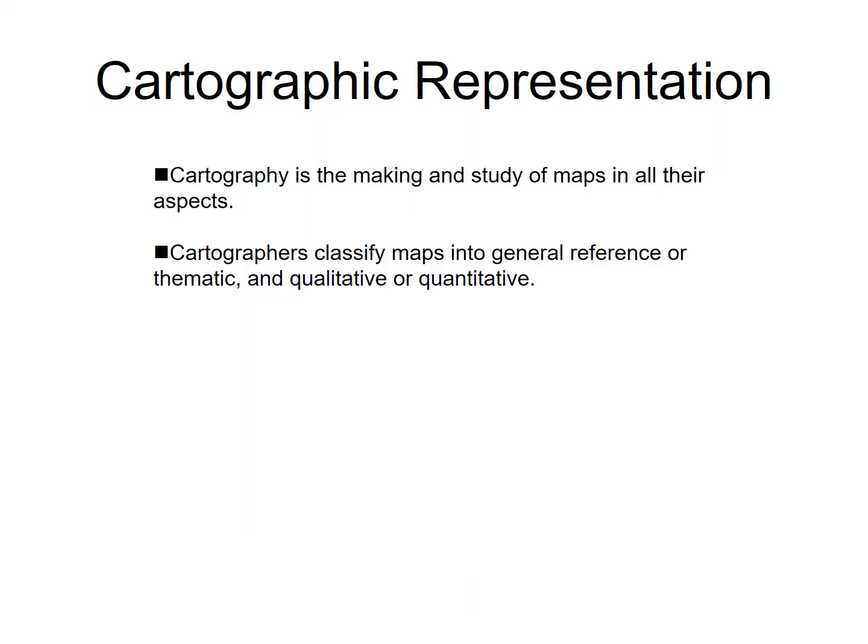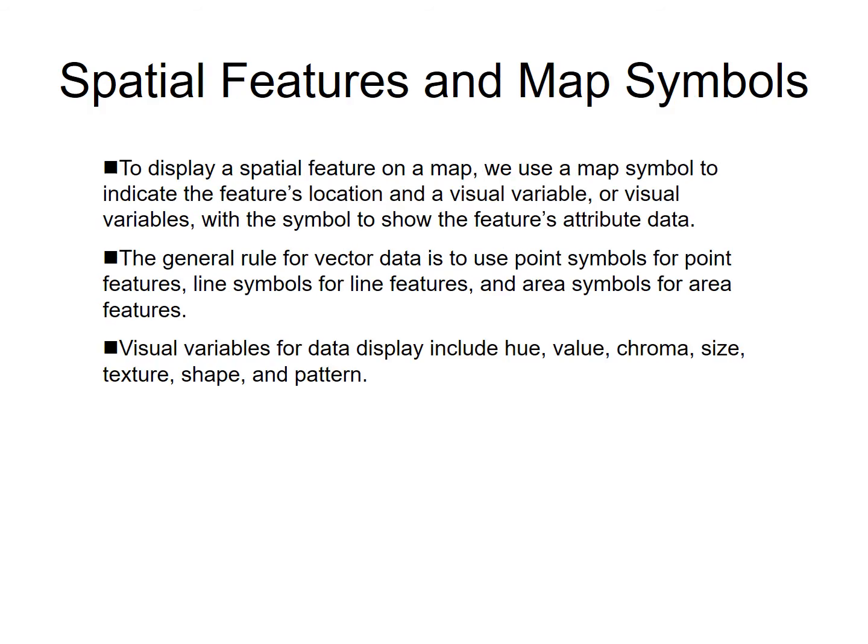Cartographic representation: cartography is the making and study of maps and all their aspects. Cartographers classify maps into general reference, thematic, and qualitative or quantitative maps. Spatial features and map symbols. To display a spatial feature on a map, we use symbols that indicate what things are, where they are. There are certain rules related to this, and we can also change these things relative to certain variables by changing colors and sizes and shapes and such.